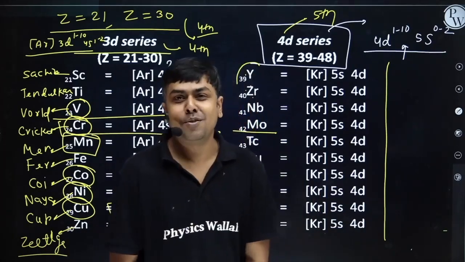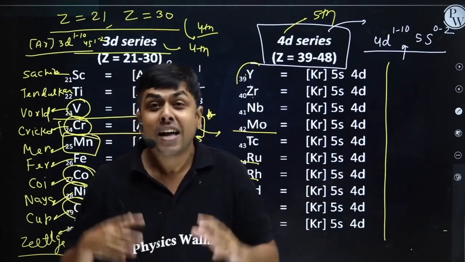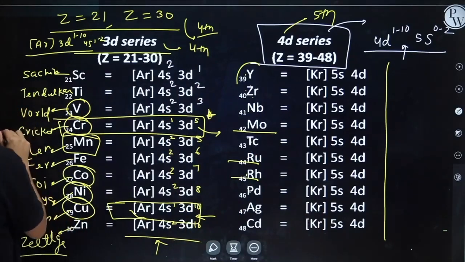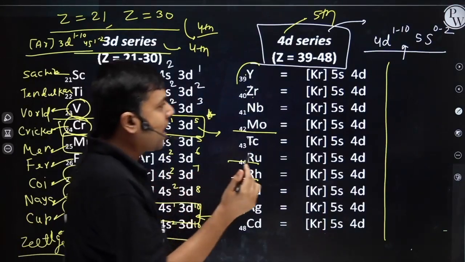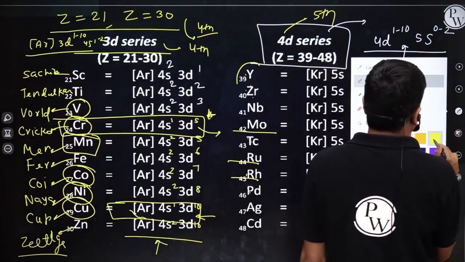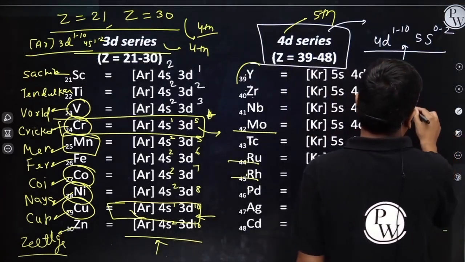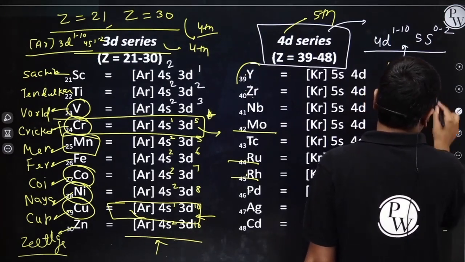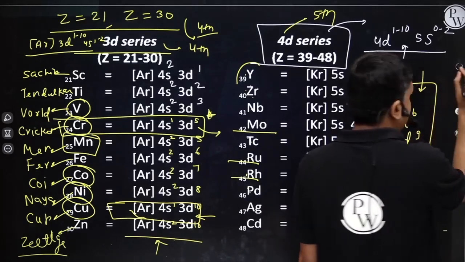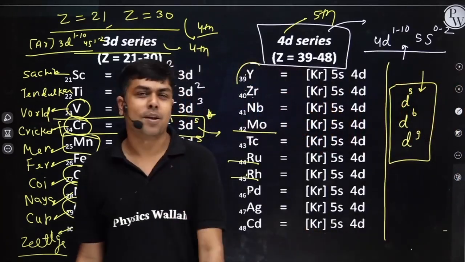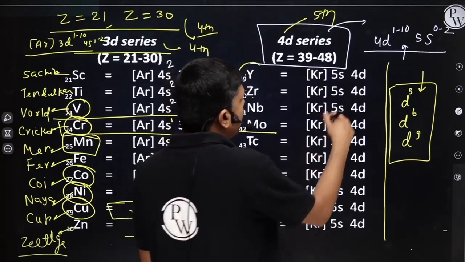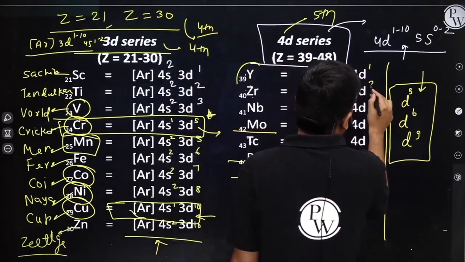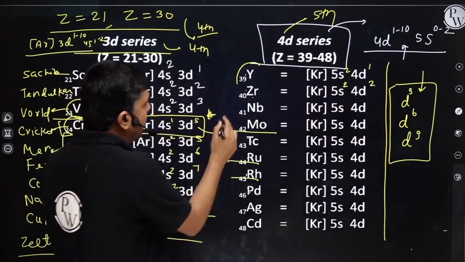Am I clear? Students, now it's time to talk about the electronic configuration of the 4d series. Here we'll have a lot of exceptions. Basically in the 4d series, we won't have the configurations d3, d6 and d9. These three configurations will not be there. Am I clear? Let's talk about it. First, yttrium, normal one, 5s2, 4d1. Zirconium, 5s2, 4d2.